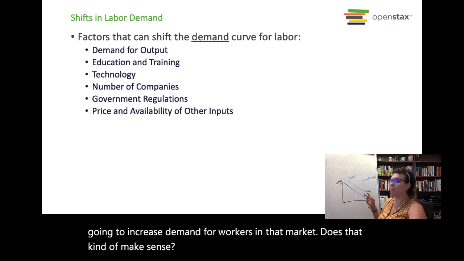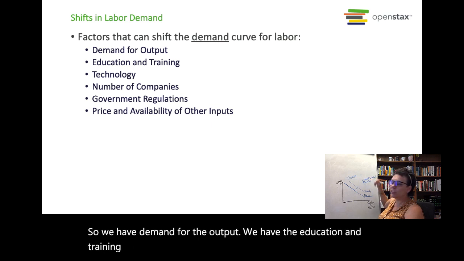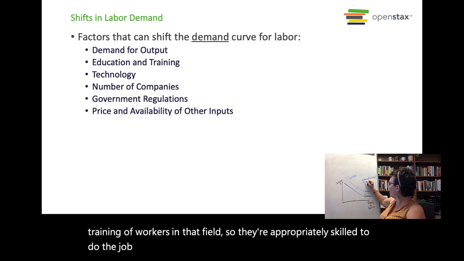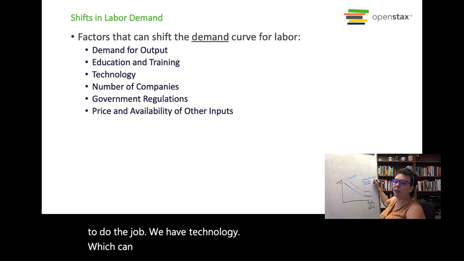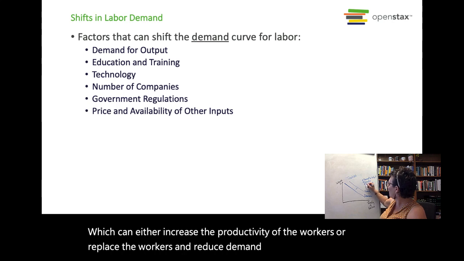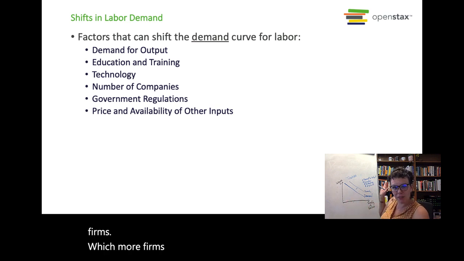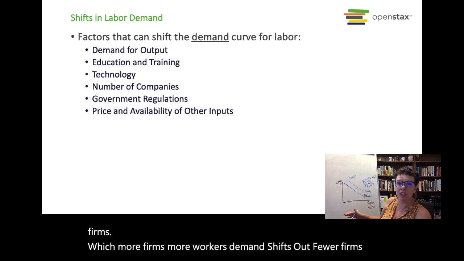So we have demand for the output, we have the education and training of workers in that field so that they're appropriately skilled to do the job. We have technology, which can either increase the productivity of the workers or replace the workers and reduce demand. We have the number of firms, which more firms, more workers, demand shifts out. Fewer firms, fewer workers, demand shifts in.